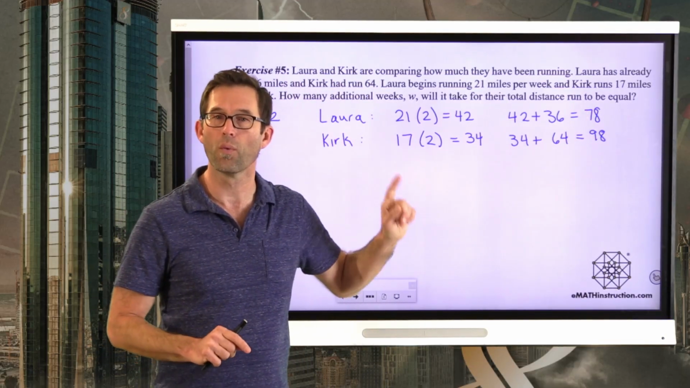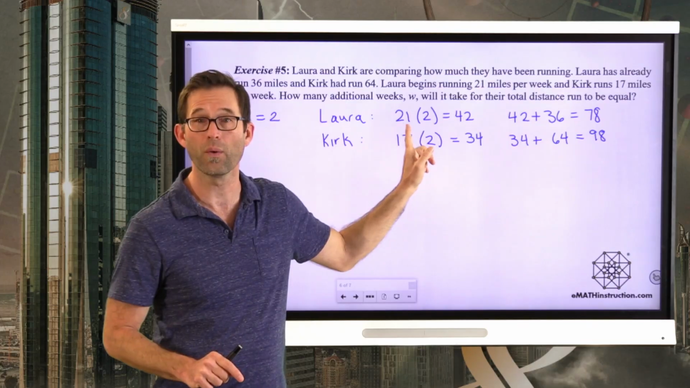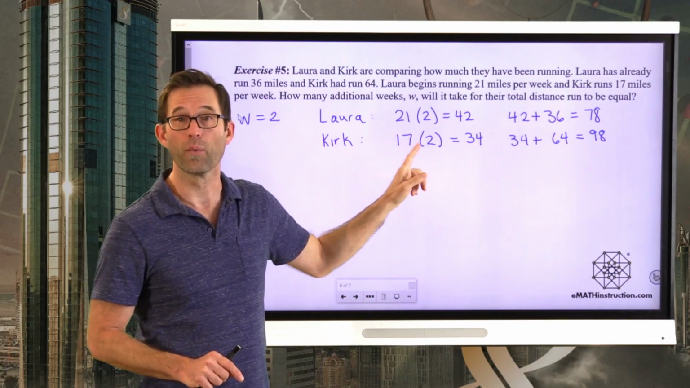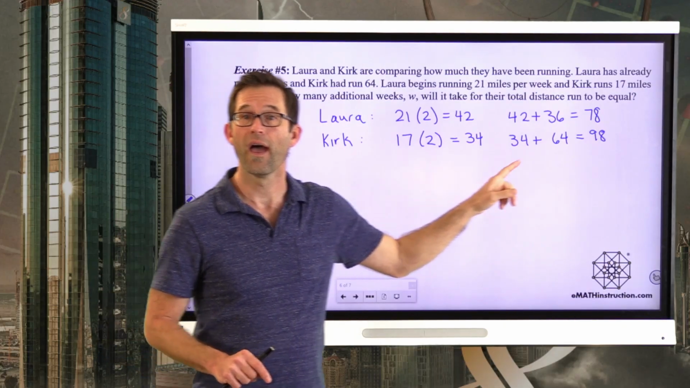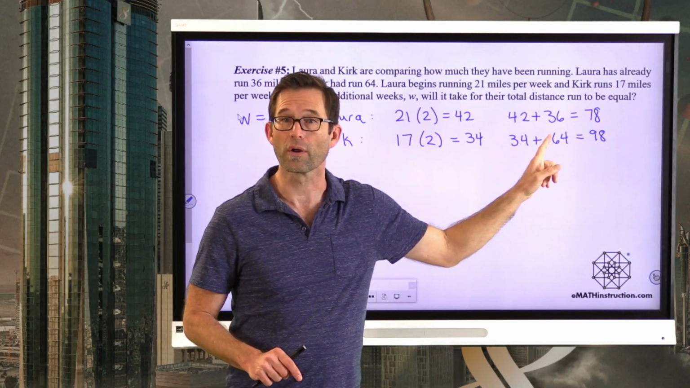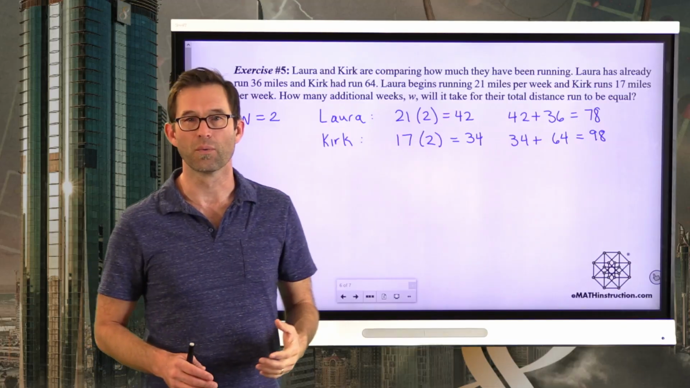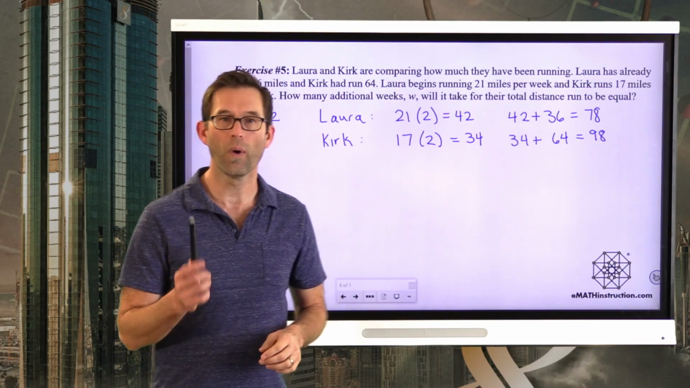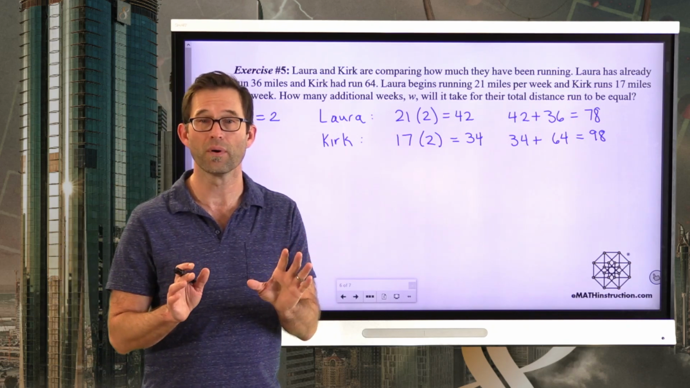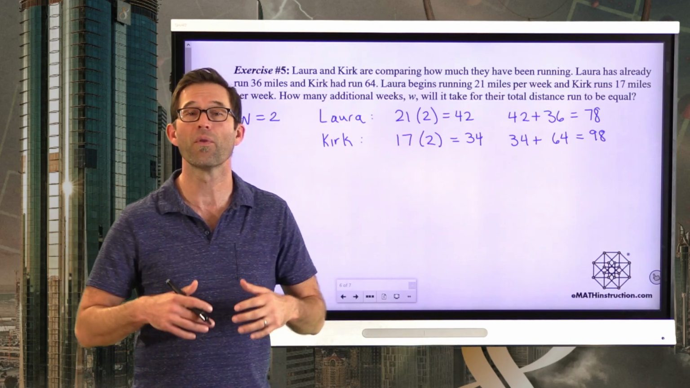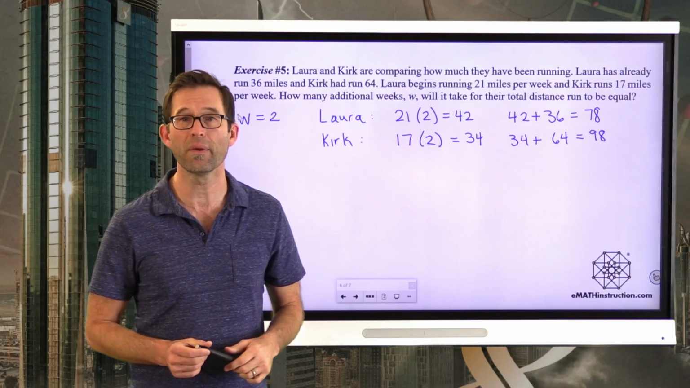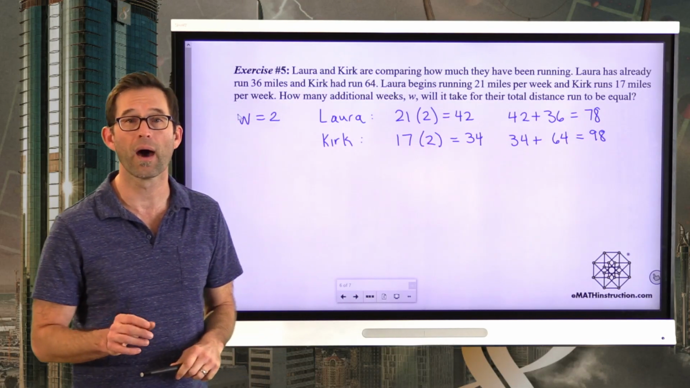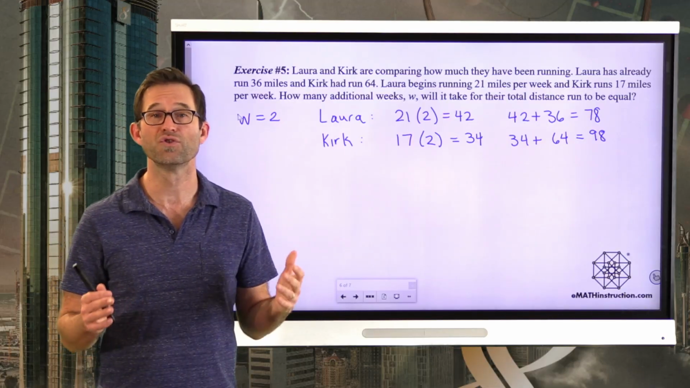The important thing is that we took the number of weeks times 21 for Laura and then added it to 36. Then we did the number of weeks, 2, times 17, and added that to 64 for Kirk. That's if W is equal to 2. But we're actually looking for W. So the question is, what equation can we set up to model this problem that will then, when we solve it, tell us how many weeks it will take for their total distances to be the same? Pause the video now and see if you can model this problem just using W.